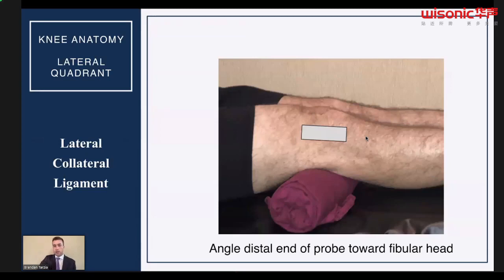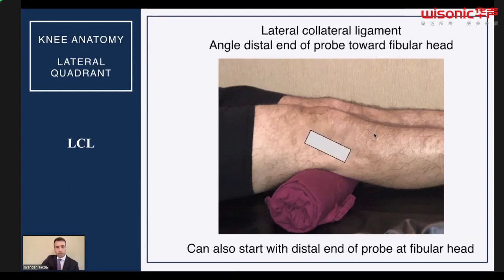And then if we want to take a look next at the lateral collateral ligament, if we're in that location, this is where the ultrasound probe is. Then we're going to want to just swing that distal end of the probe here. You're going to want to swing it down right here towards the fibular head. And so just like that.